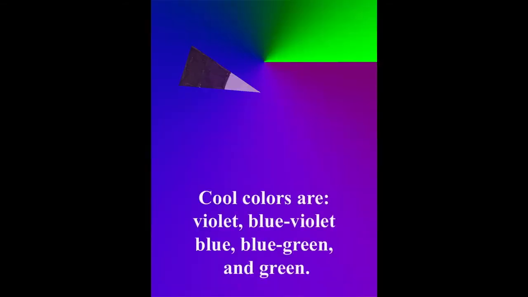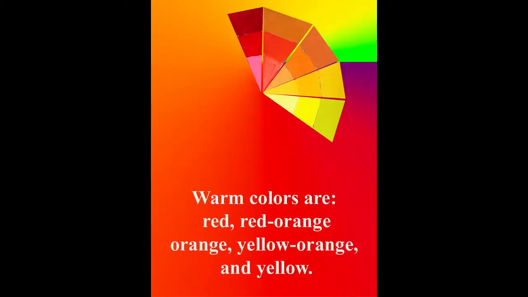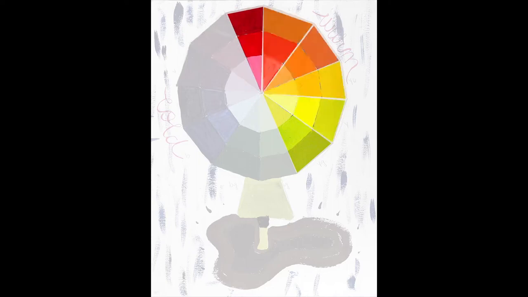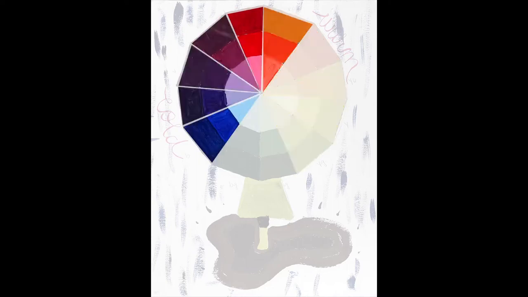The cool colors are violet, blue, green, and green. The warm colors are red, orange, yellow, orange, and yellow. Yellow, green, and red-violet can either be warm or cool depending upon how they're mixed. You can make a pleasing painting by using any half of the color wheel.